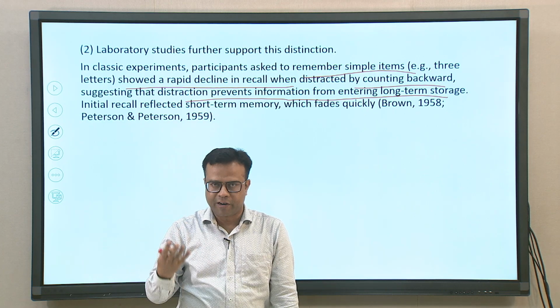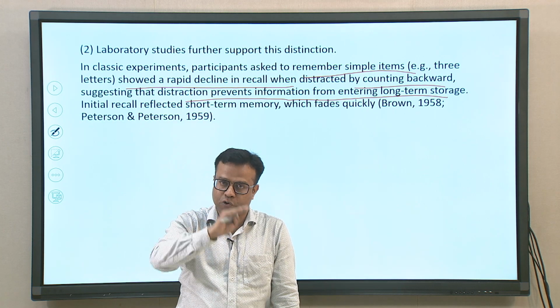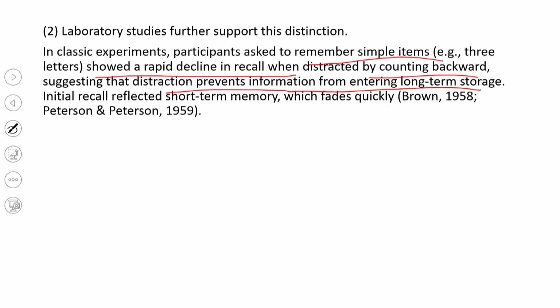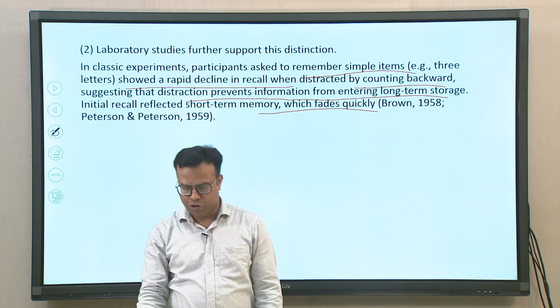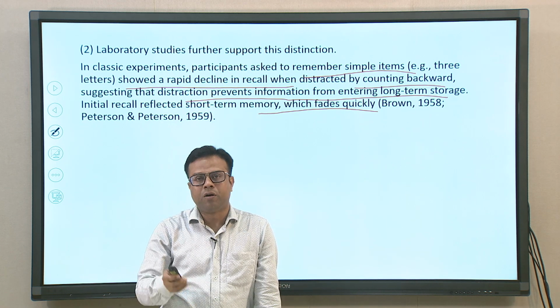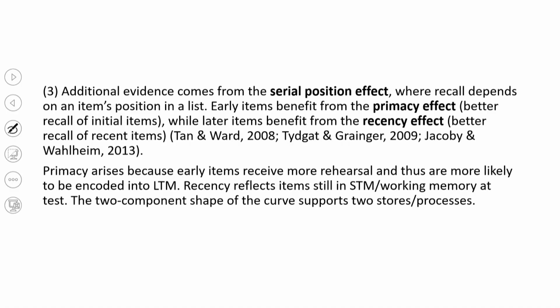They could not report correctly a lot of times, because a distraction was given. So, this reflected that short term memory was there, which got filled quickly, but it did not transfer into long term memory. So, experimental evidence also proves different systems. Additional evidence also comes from something called the serial position effect, which we will also discuss in the next lecture on memory, where recall depends on an item's position in the list.